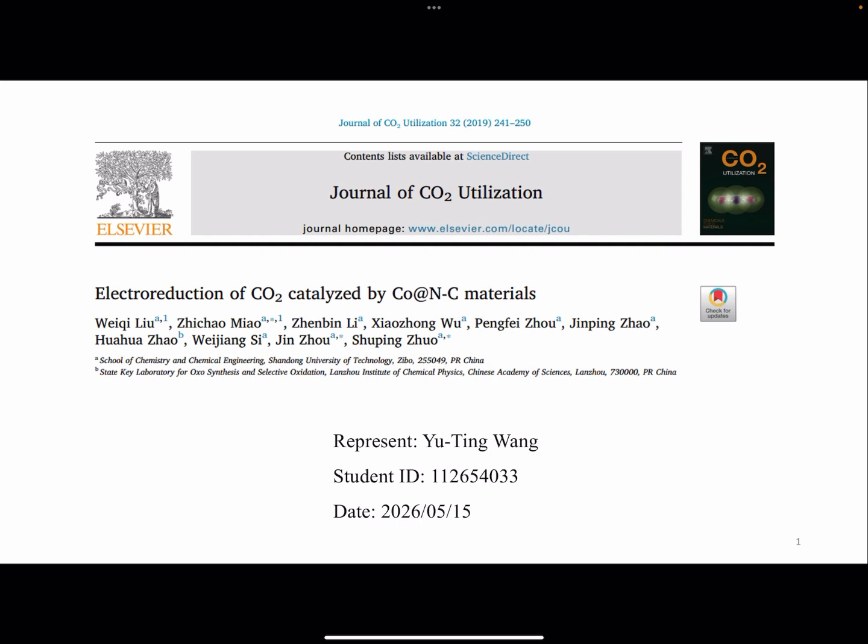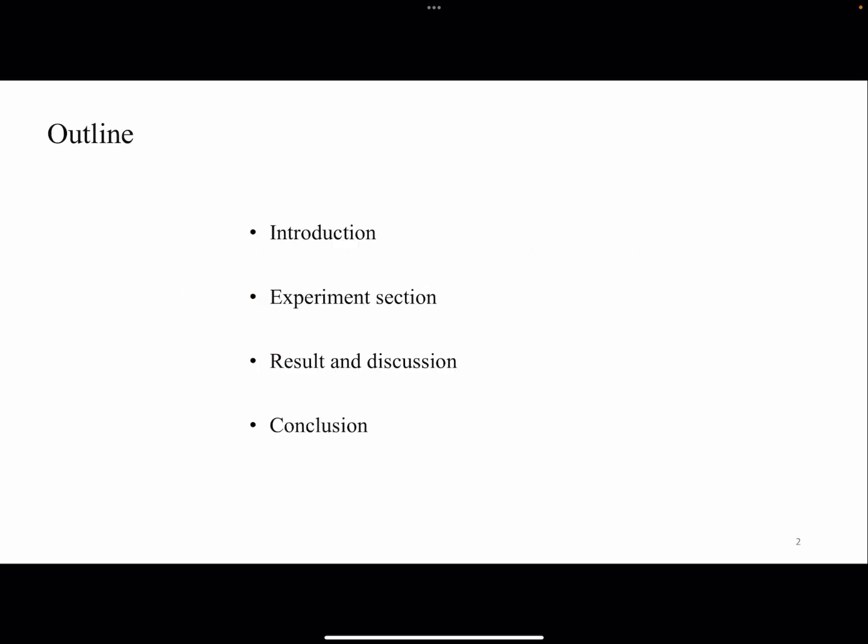Today I'm going to introduce the electron reduction of CO2 catalyzed by cobalt and nitrogen-doped carbon materials. And this is the outline. We will start from the introduction and discuss the experimental section. And finally is the result and discussion, and then the conclusion.